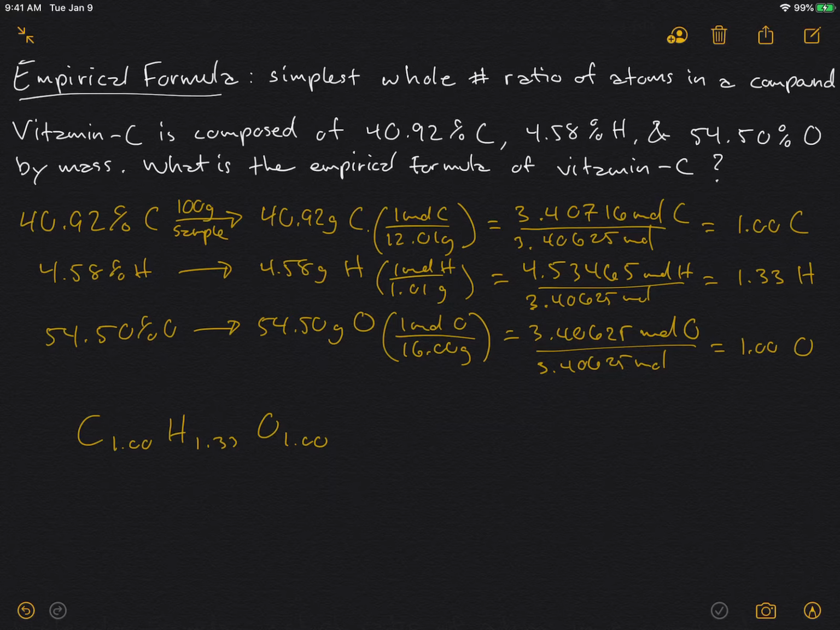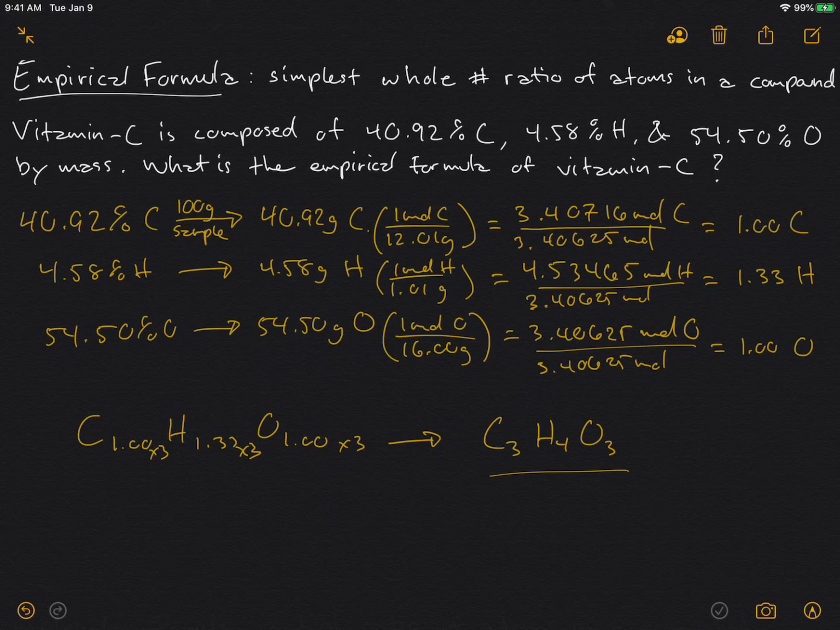And remember, we're looking for the smallest whole number ratio of atoms in the compound. So we're going to have to multiply this by some factor to make this a whole number. If we multiply 1.33 by 3, we'll get 3.99. We can just round that up to 4. So we multiply these all by 3, and our empirical formula is then C3H4O3. So that is our empirical formula for vitamin C.